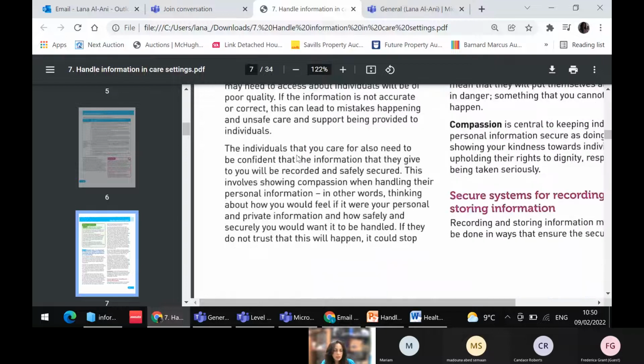So the individuals need to have confidence in us. If we don't store the information properly, they wouldn't respect what we're doing. They wouldn't have confidence in us. They might leave the center where they are now. So we need to show that we care about the information. We care and we have big compassion about handling their personal information.